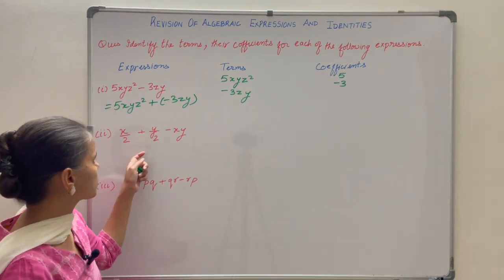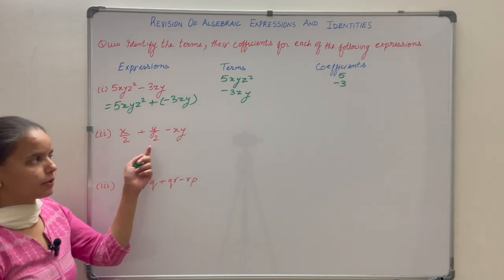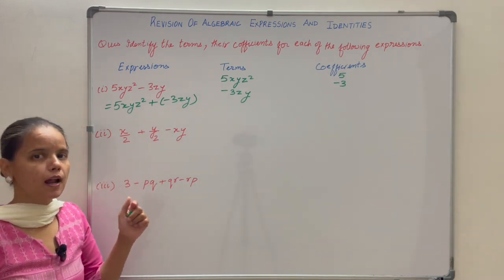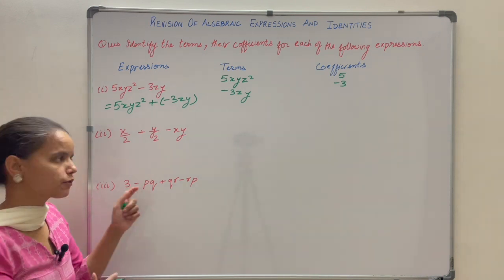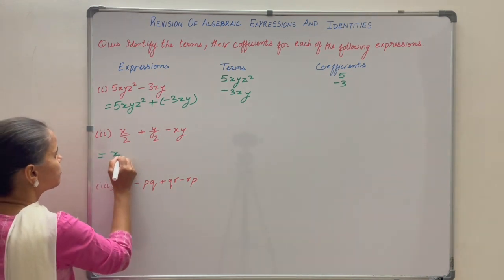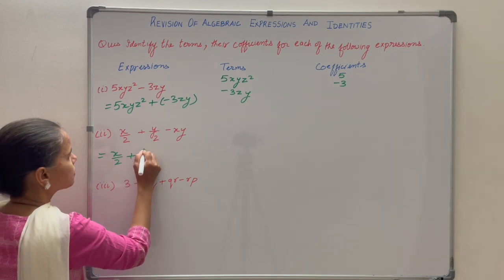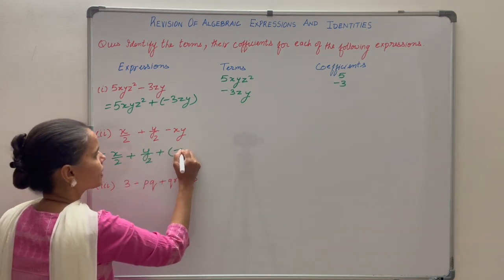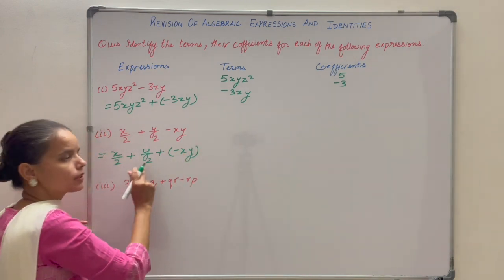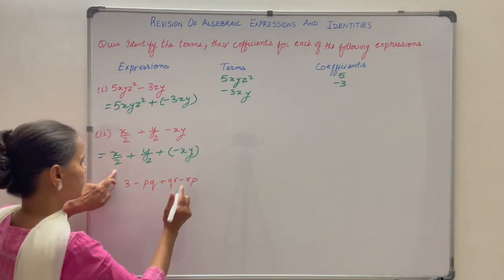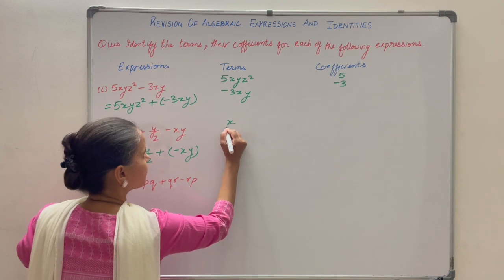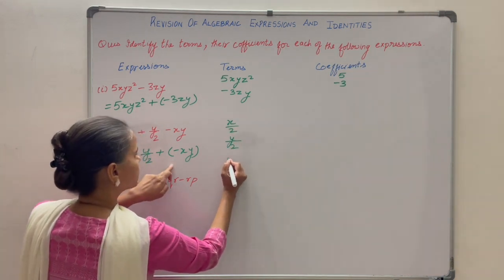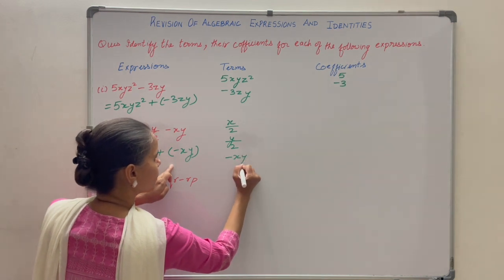Let us take this question. So here this is an expression. So here again minus sign. So as you know, terms are added to form an expression. So let us rewrite x by 2 plus y by 2 plus of minus xy. So it has got three terms. First one is x by 2. Second one is y by 2. Third one is minus xy.